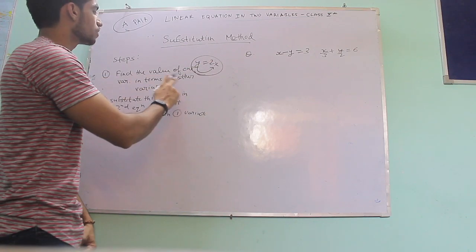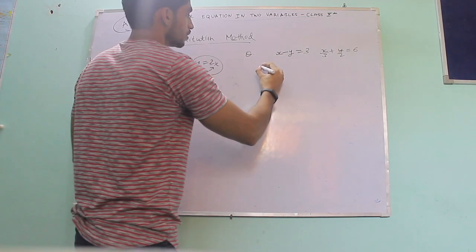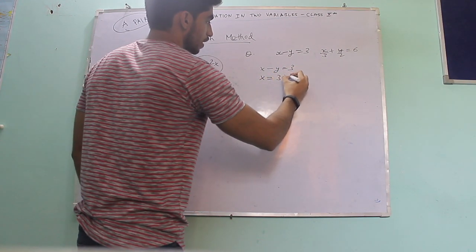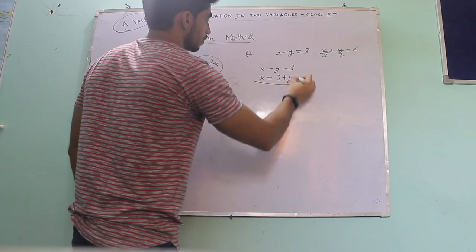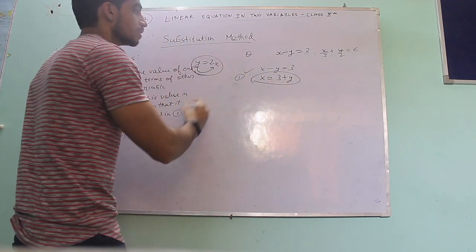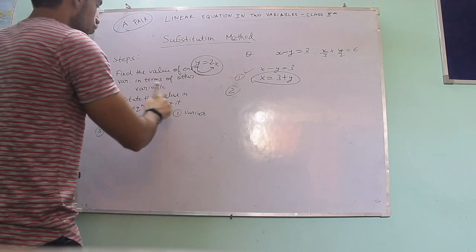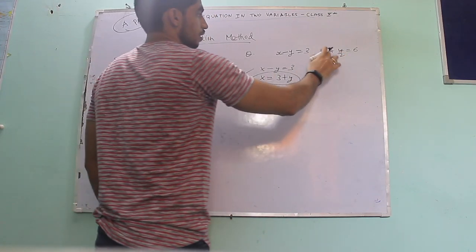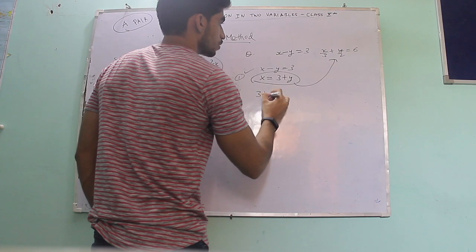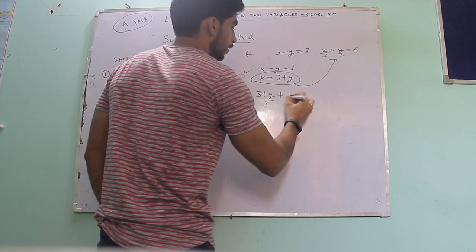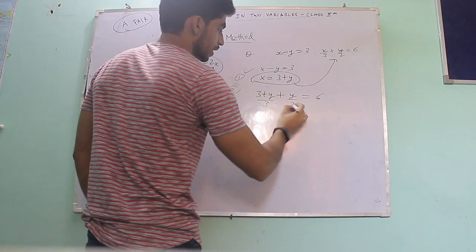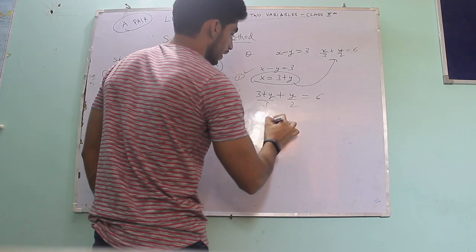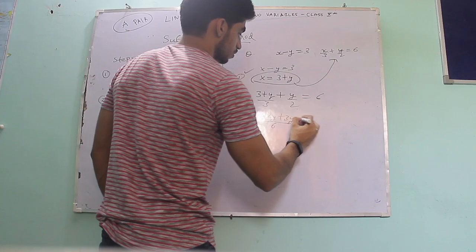Let's apply these steps here. Find the value of one variable in terms of the other variable. Suppose we have this. The first step is done. The second step is to substitute this value in the second equation. Let's substitute x here. So this will be (3 plus y) upon 3 plus y by 2 is equal to 6. What will we do here? We will take the LCM. 3 twos are 6, plus 2y, plus 2 threes are 3y, is equal to 6.